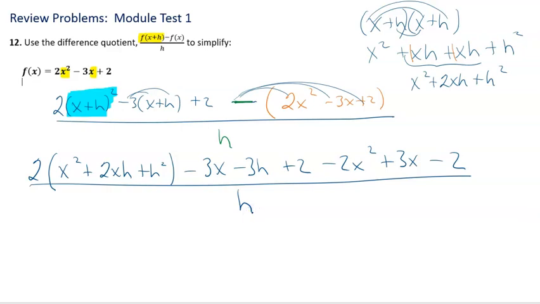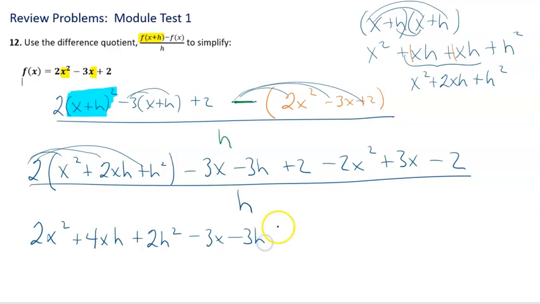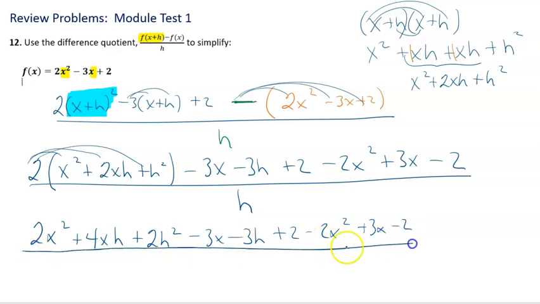Now distribute the 2 inside. That gives me 2x squared plus 4xh plus 2h squared. What I do there, I distributed that 2 inside each of those 3 terms. Minus 3x minus 3h plus 2 minus 2x squared plus 3x minus 2. Now before this stage, you might have noticed some things canceled. And had you canceled them at that point, that's okay. I went ahead and just multiplied everything out before I even considered anything canceling.